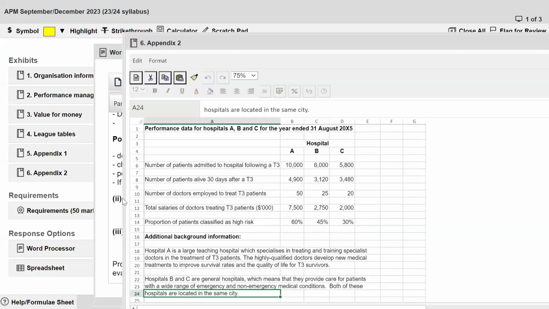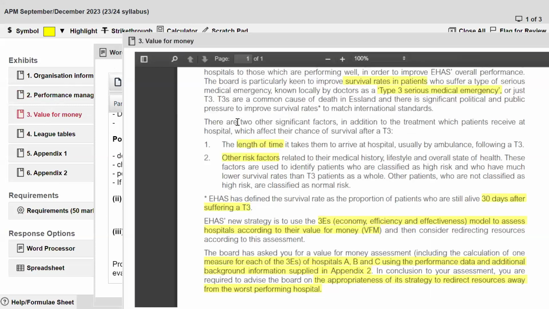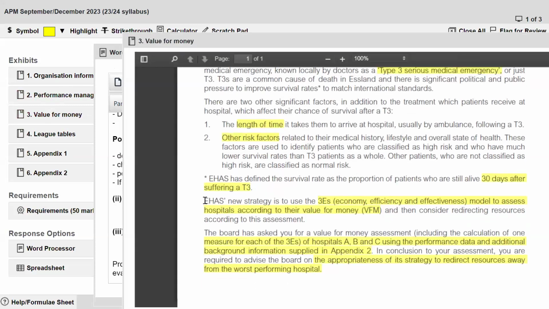So we need to actually apply the value for money onto this scenario. It says EHS's new strategy is to use the 3 E's, the economy, efficiency, and effectiveness model, to assess the hospitals according to the value for money and then consider redirecting resources. So what has the board asked you? They've asked you for a value for money assessment, including calculation of one measure for each of the hospitals A, B, and C using performance data and additional information supplied in Appendix 2. So that's what we have to do.